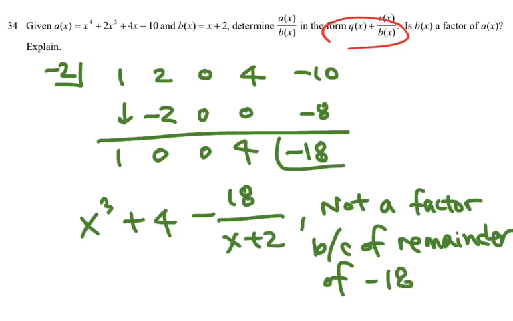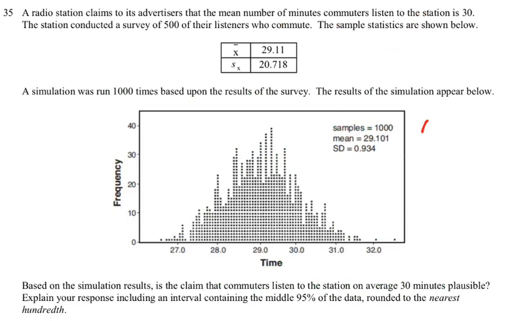Let's move on to the next problem. So in this case, we have a radio station that claims that the mean number of minutes commuters listen to advertisers is about 30. And then they set up this survey, and then they ran this simulation here.